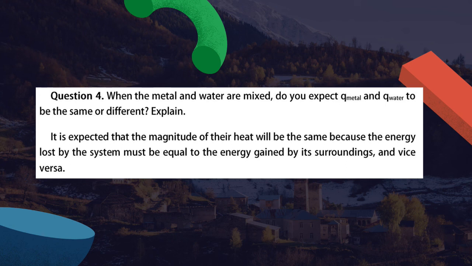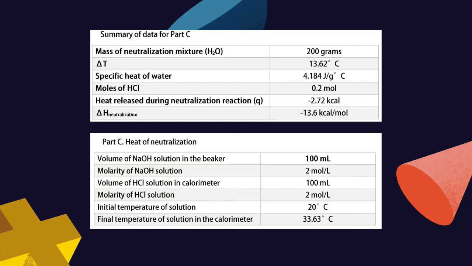Question number 4. When the metal and water are mixed, do you expect Q metal and Q water to be the same or different? Explain. It is expected that the magnitude of their heat will be the same because the energy lost by the system must be equal to the energy gained by its surroundings and vice versa. In part C of this experiment, we can see that two chemicals have been used in order to test calorimetry. We have NaOH, or sodium hydroxide, and HCl, or hydrochloric acid.